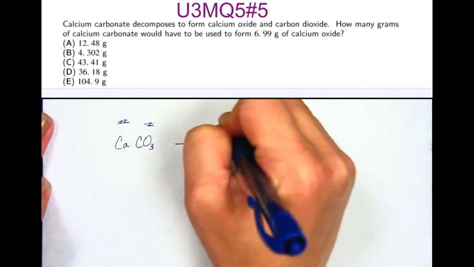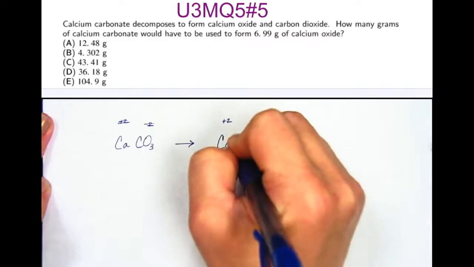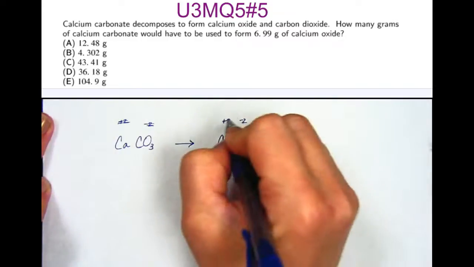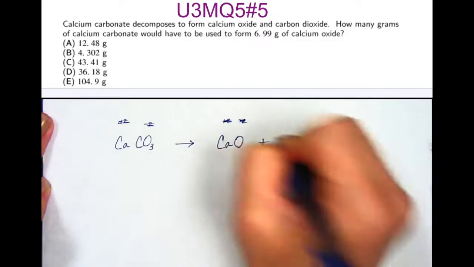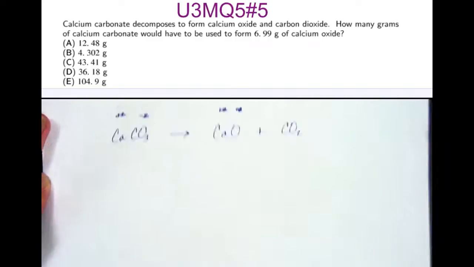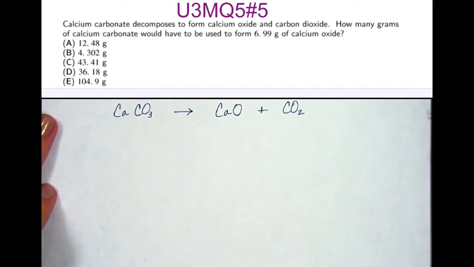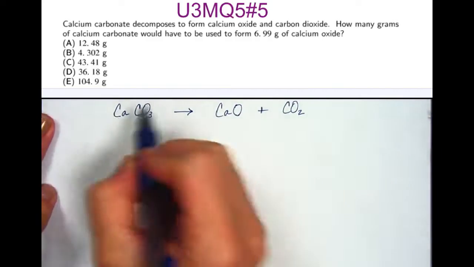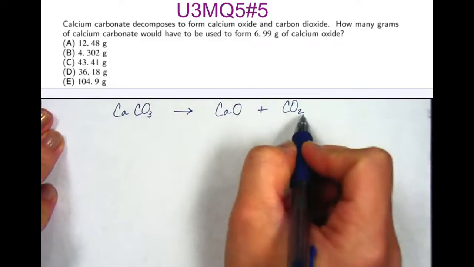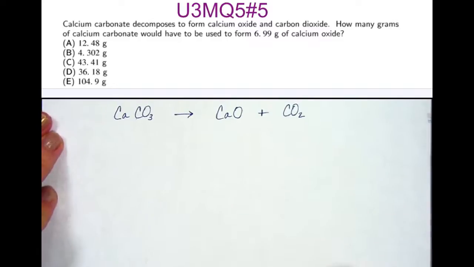Calcium again has a +2 charge, and oxide has a -2 charge. +2 and -2 cancel again. And then we're given carbon dioxide, which is CO2. We need to make sure it's a balanced equation. We have 1 calcium, 1 calcium, 1 carbon, 1 carbon, 3 oxygen, 1 + 2 is 3 oxygen. So now this is a balanced equation.